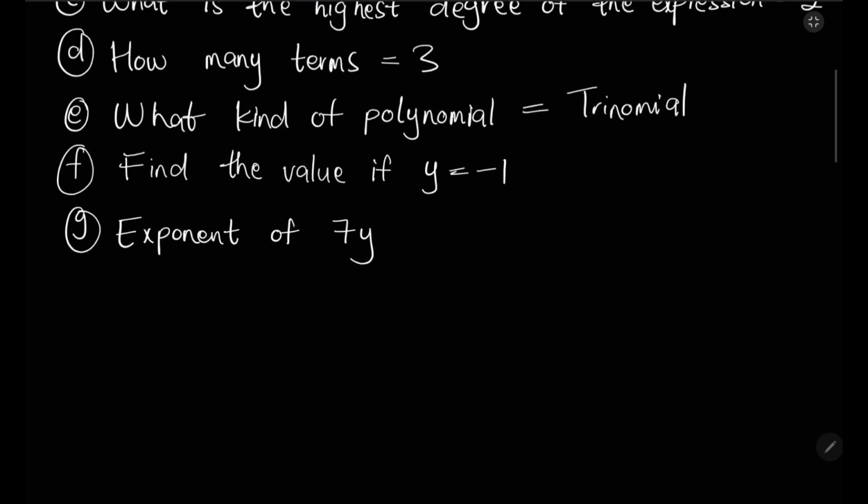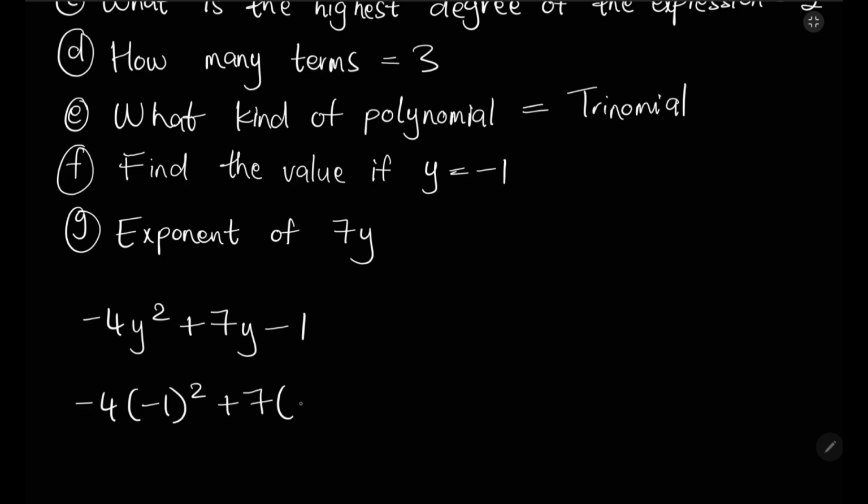F, find the value if y is equal to negative 1. So to answer this, we can write this here. Let's substitute. We have negative 2y to the power 2 plus 7y minus 1. Let's substitute negative 1 whenever we see y. Negative 2, we have y, so we write negative 1 to the power 2 plus 7, we substitute negative 1, minus 1. So when you punch this in a calculator, your answer will be negative 12. So our answer here is negative 12.